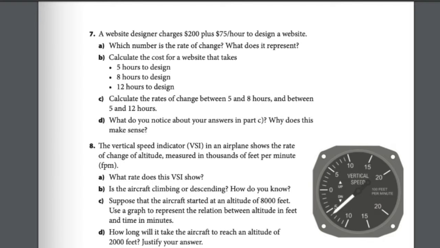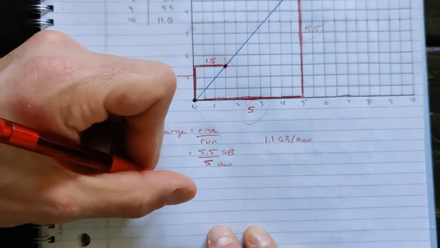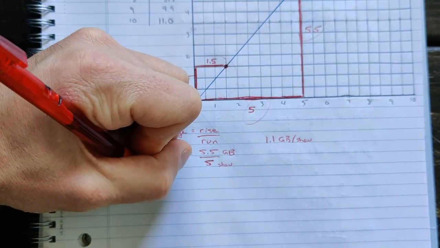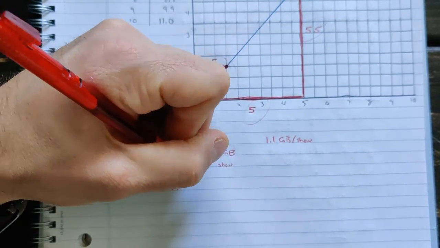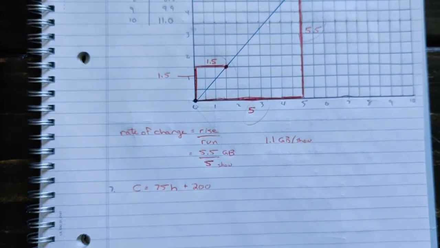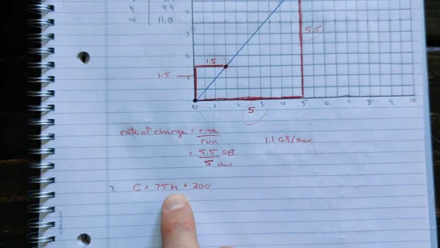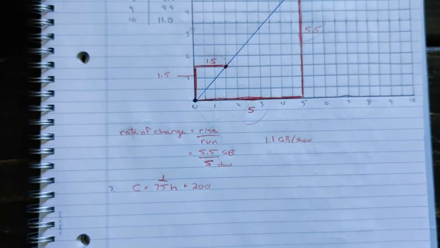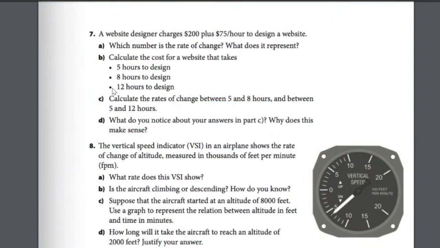And here you could actually make an equation. So really quick, for number 7b, you could make yourself an equation. It would be the cost equals the $75 times the number of hours plus the 200. So that would be the general equation, the relationship. The cost is equal to $75, the rate right here, and then the standard 200 that he charges. So you can figure out each of those by subbing in 5, 8, and 12 respectively.